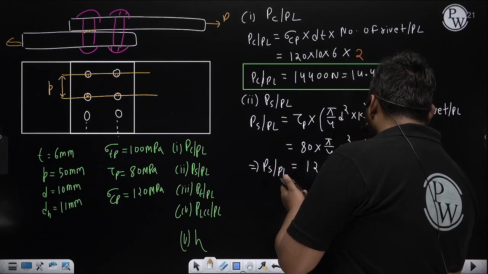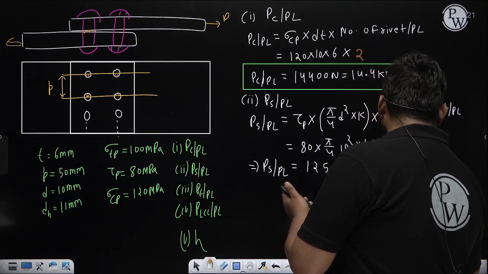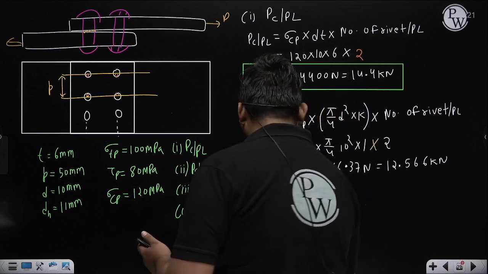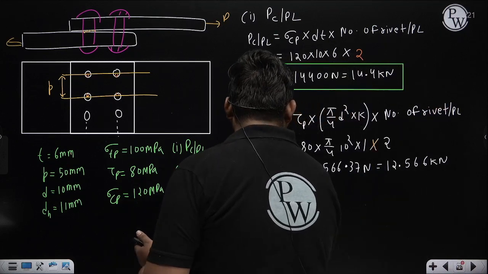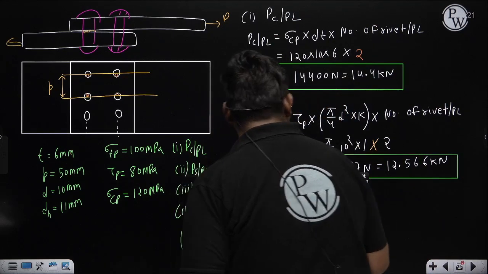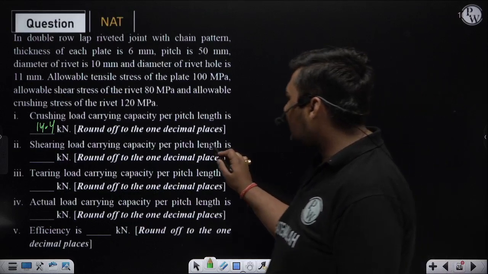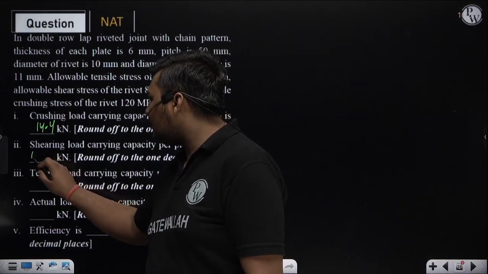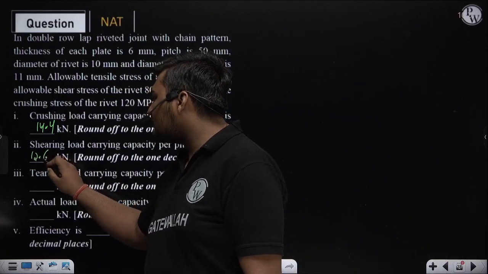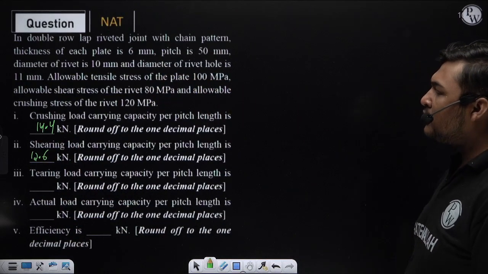Newton in kilonewton, it will be 12.566 kilonewton. So it is the expression of shearing load carrying capacity per pitch length. It is coming 12.566 kilonewton. The examiner is asking to round off to one decimal place, so it will be 12.5 or 12.6 kilonewton. Okay, so we have calculated shearing load carrying capacity per pitch length.